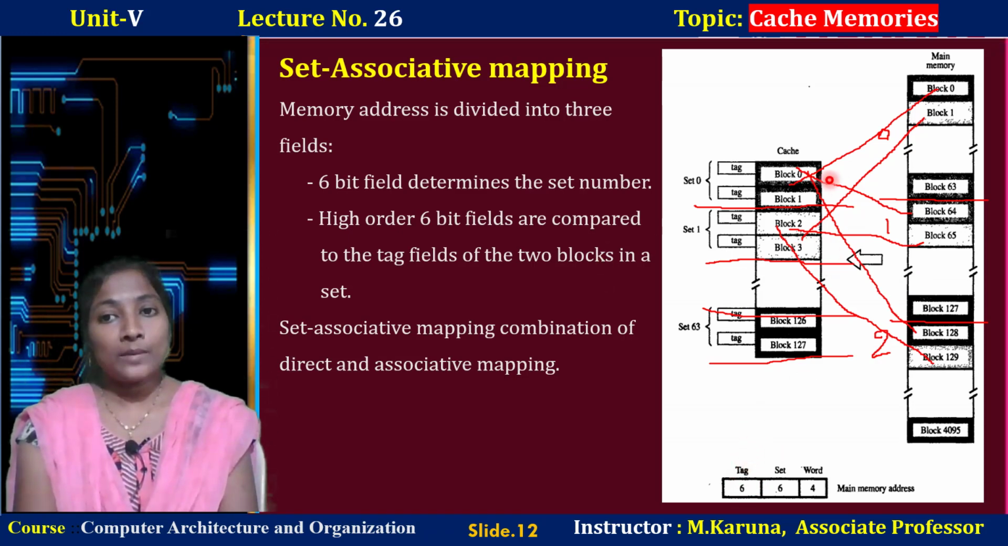Like that, information can be accessed from the cache memory more quickly than from the main memory. If a set consists of 2 blocks, this is known as two-way set associative mapping. If the set consists of 4 blocks, then we can say 4-way set associative mapping. Here the 6-bit field determines the set number. The higher order 6-bit field is compared to the tag fields of the 2 blocks in a set. Here we can say set associative mapping is the combination of direct and associative mapping.